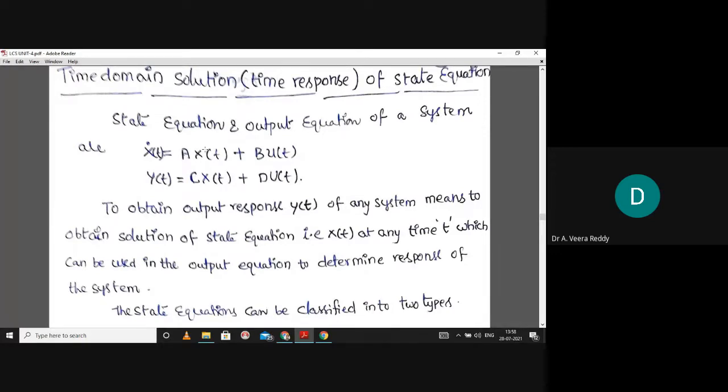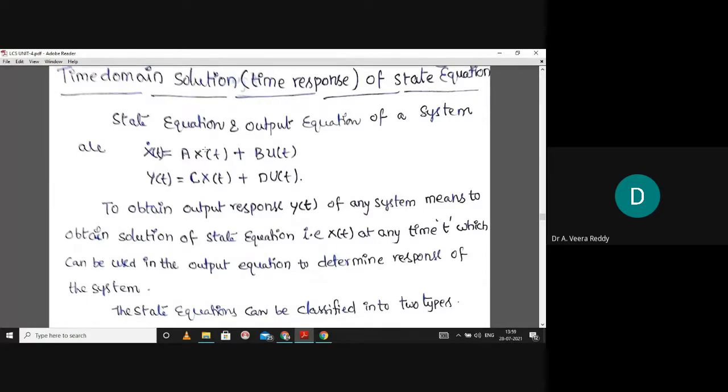Right, we'll go for the next topic, time domain solution, or time response of state equations. As we know, from the starting itself, we are saying the state model is represented by the state equation and the output equation. So it is a combination of state equation and output equation. That is x dot equal to Ax plus Bu and y equal to Cx plus Du. Here x dot equal to Ax plus Bu is called the state equation, and y equal to Cx plus Du is the output equation.